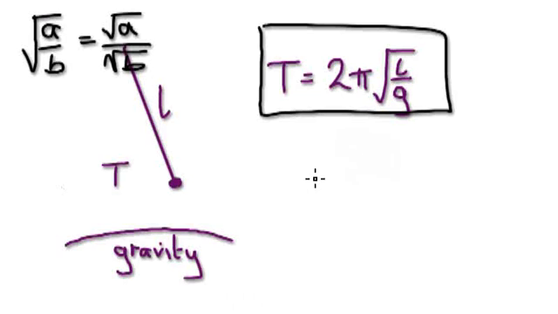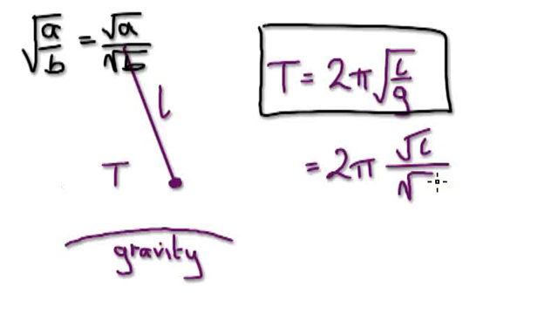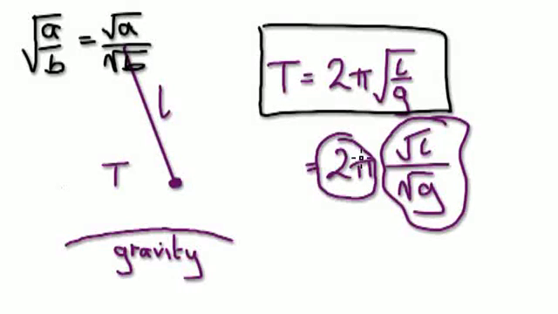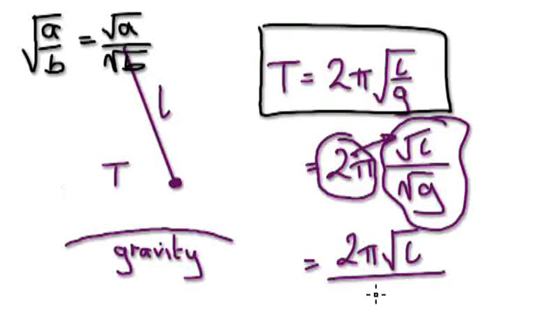Okay, so from here we're going to jump to here, 2 pi times root L over root G. Remember, we're keeping the length of the string the same. We are varying G, gravity. So here you've got this bubble multiplying a fraction, so it will get multiplied to the top. So this will equal 2 pi root L over root G.